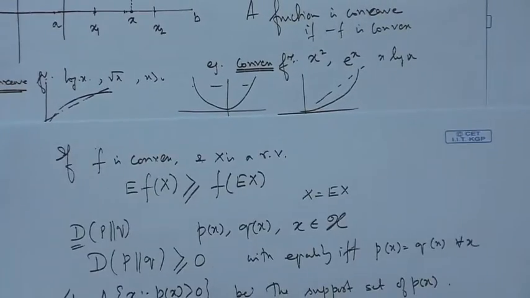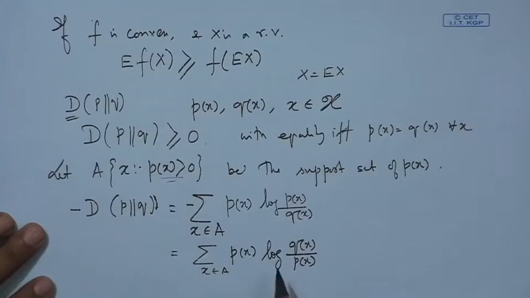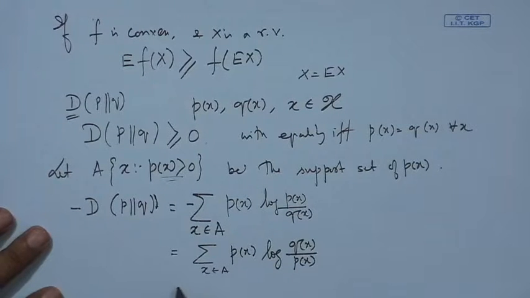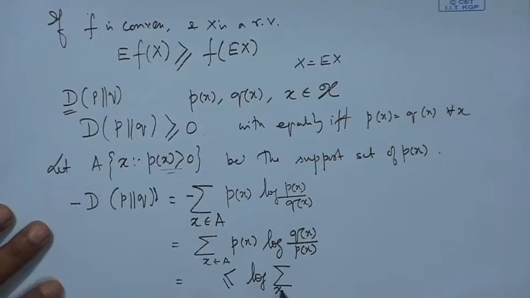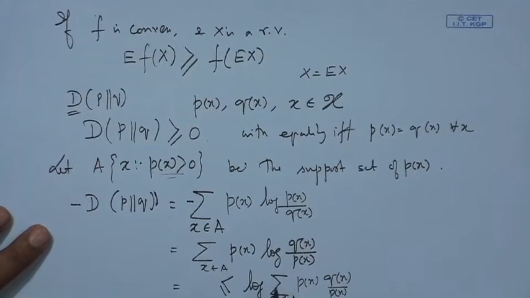Yeah, we're going to use Jensen's inequality. We already have it here. So this particular function, we could say, because log is a concave function, is less than or equal to log of the sum over x in the support set of p(x) times q(x) by p(x). Look at what we have done.